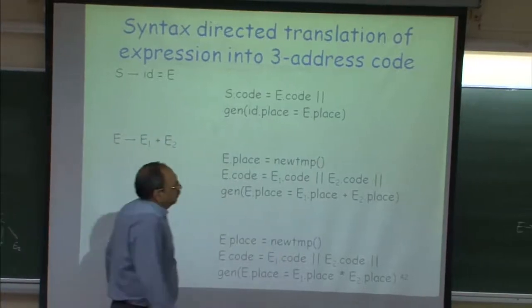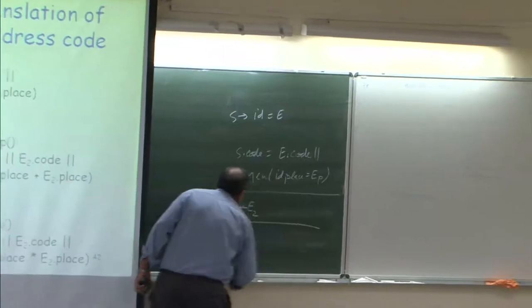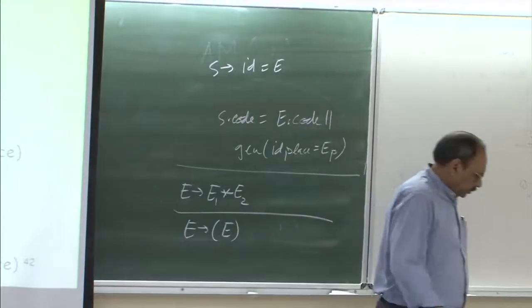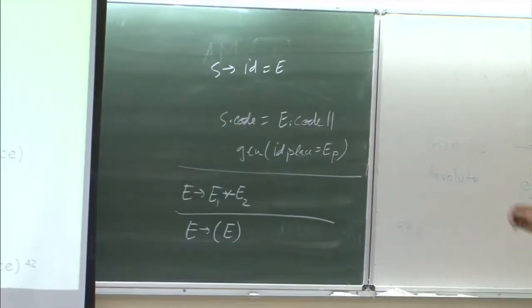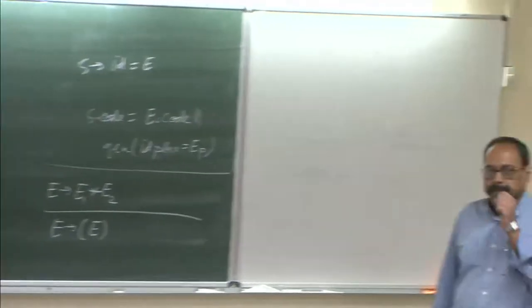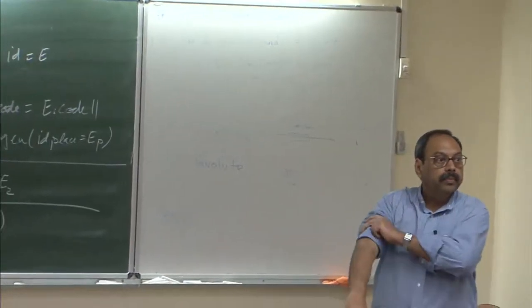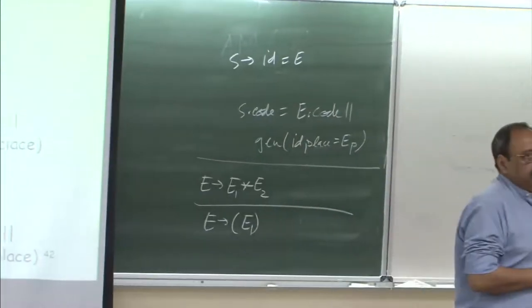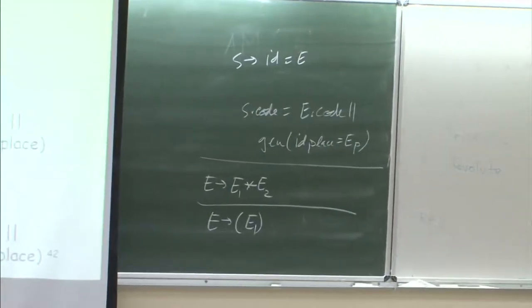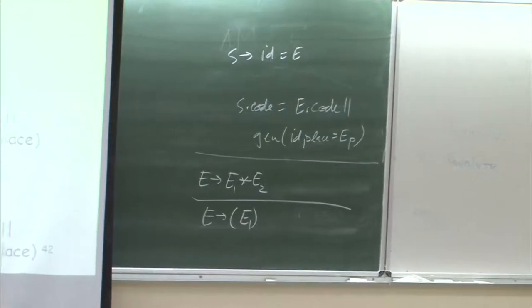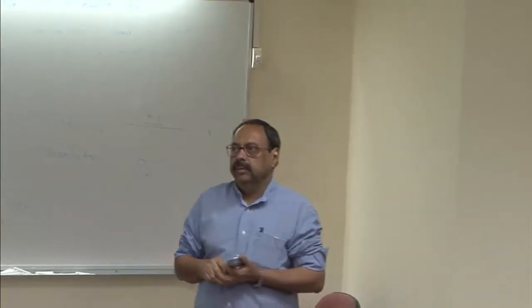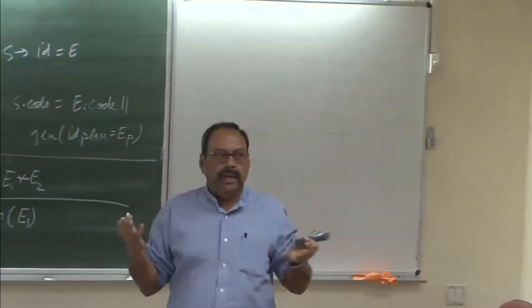Suppose I have a rule saying that E goes to a bracketed expression. What are the attribute equations for this? I have two attributes which I have to initialize, place and code. So what will E.code and E.place be in terms of E1's attributes? E.code will be just E1.code and E.place will be E1.place.